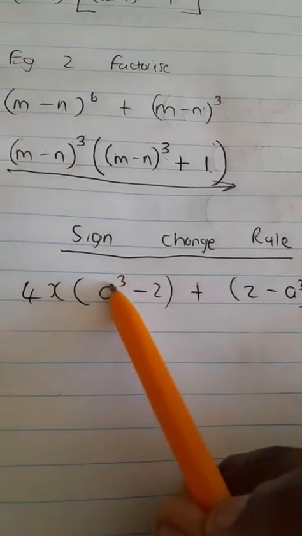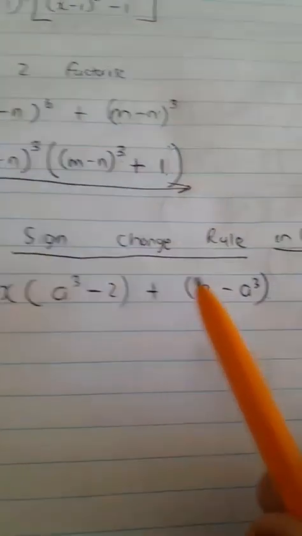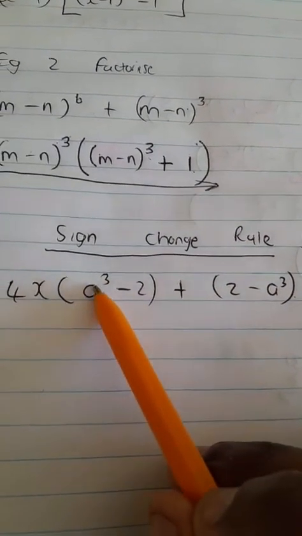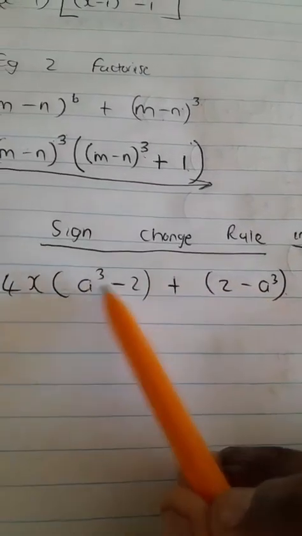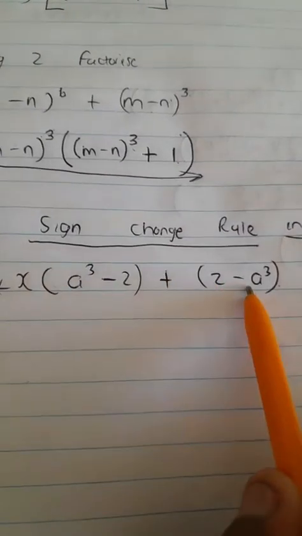If you look at the bracket, are the brackets even common? A to the power 3 minus 2. Here we have 2 minus a to the power 3. Are these the same thing? Is a to the power 3 minus 2 the same thing as 2 minus a to the power 3? Could we say these brackets are common? Are they? No, these brackets are not common.